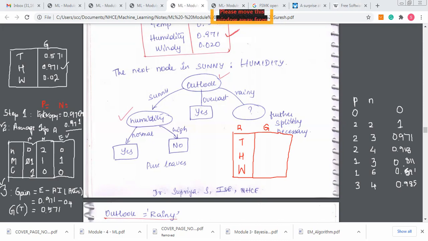Once we know that, we're going to calculate the entropy by substituting the values of P and N for Rainy. So I'll just write it over here. Step 1 for Rainy is written here. Step 1 is calculating the entropy with the value of P and N. What is the entropy value? Yes, guys, what is the entropy value?